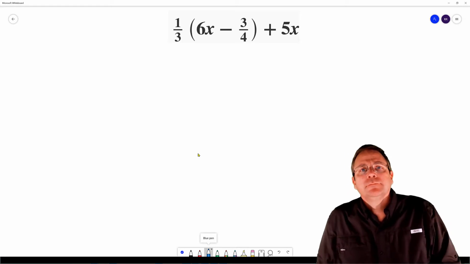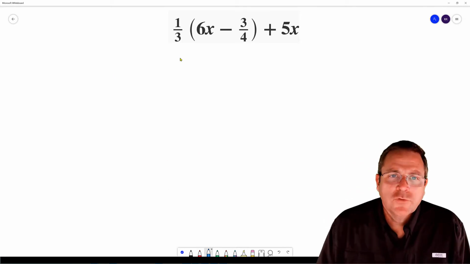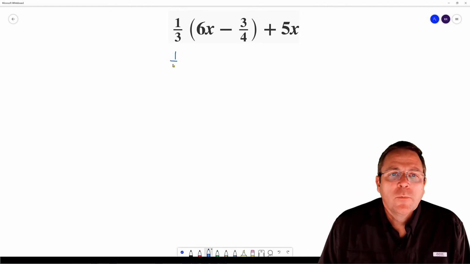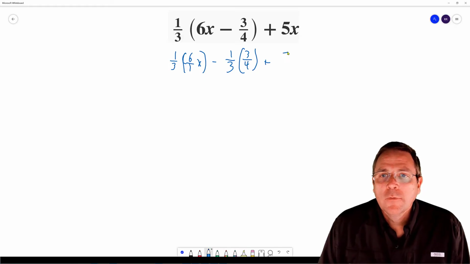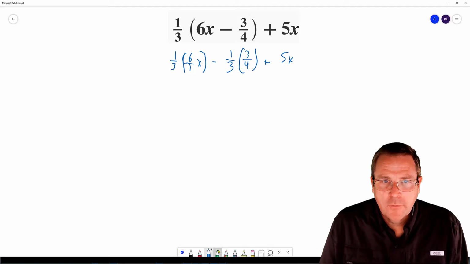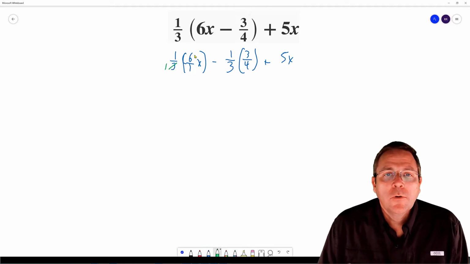Did you do it? Alright, let's start off with our distributive property. The distributive property says 1/3 times everything in the grouping symbols here, so that's going to be 6/1 x. I just made that into a fraction. Minus 1/3 times 3/4 plus 5x. We're going to simplify before we multiply. 3 goes into 3 once, 3 goes into 6 2 times.